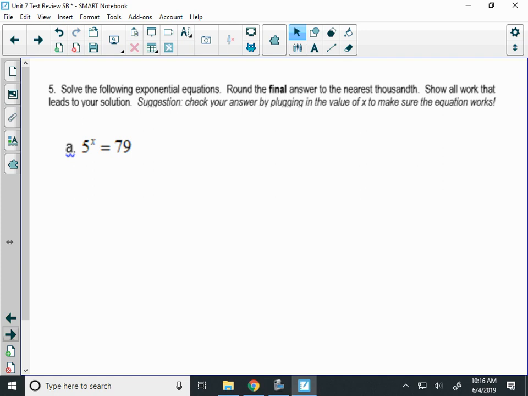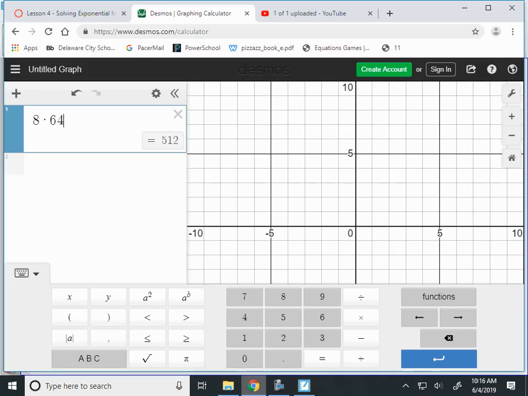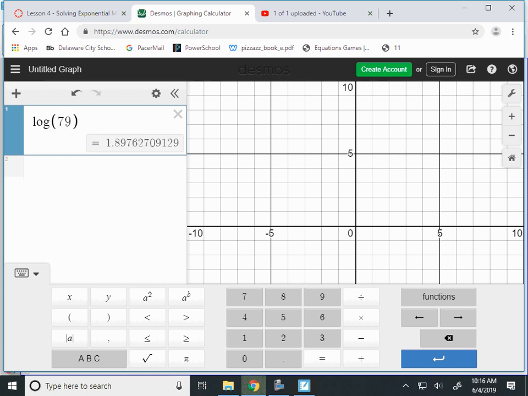To solve an exponential, we'll do a couple of these. This is where you have the exponent already. I need to get x out of the exponent by taking the log of both sides. So my logarithm law says that if I take the log here, the x can come down in front, and then all I have to do is move the log of 5. That'll give me x by itself. And then I can type that into Desmos. Log of 79 divided by log of 5. Make sure you close your parentheses. And I get 2.715.